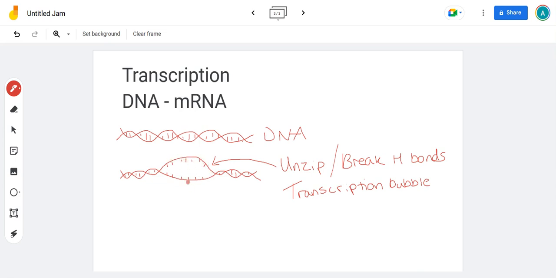Now we're only going to use one of those strands to make our mRNA. We don't need to make two mRNAs, one of each strand. We're just going to use one strand. And the strand that we're going to use is called the antisense strand, or you can call it the coding strand. All right, that's the one that we're going to use. So what happens now is that we add complementary nucleotides to the antisense strand.